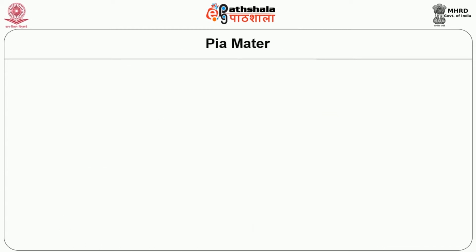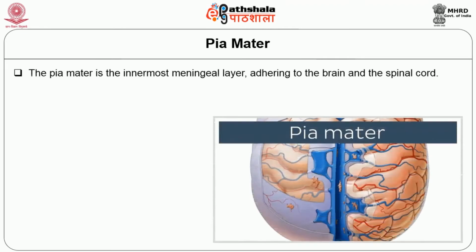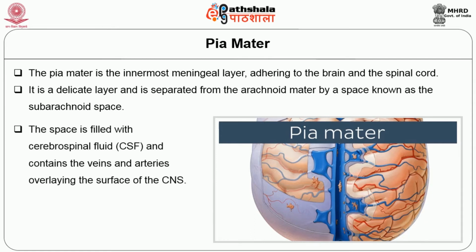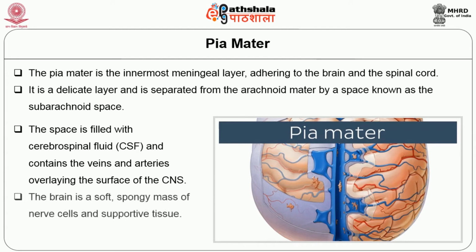We are now moving on to pia mater. The pia mater is the innermost meningeal layer adhering to the brain and the spinal cord. It is a delicate layer and is separated from the arachnoid mater by a space known as subarachnoid space. This space is filled with CSF, that is cerebrospinal fluid, and contains the veins and arteries overlaying the surface of CNS. The brain is a soft, spongy mass of nerve cells and supportive tissue.